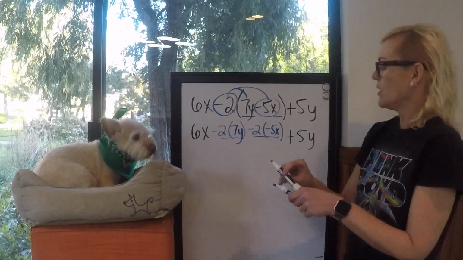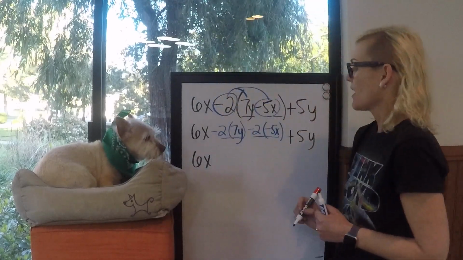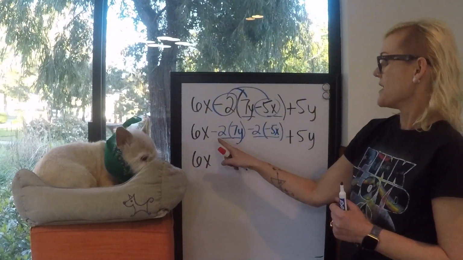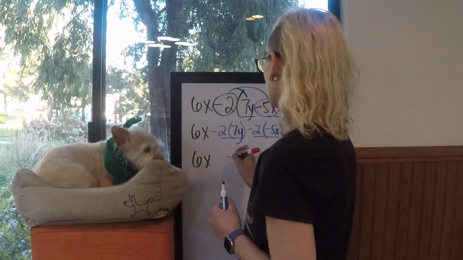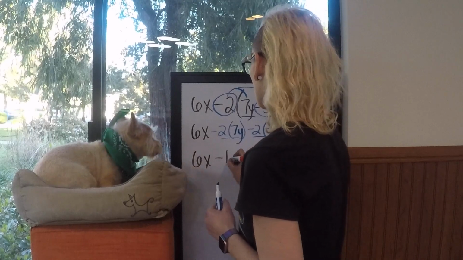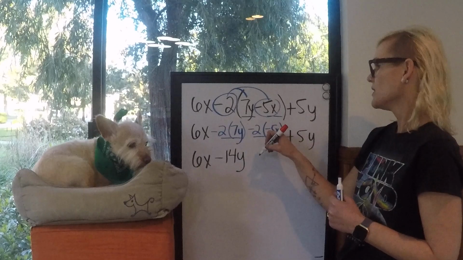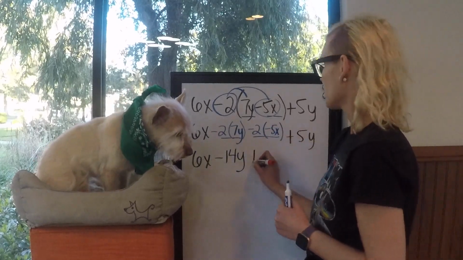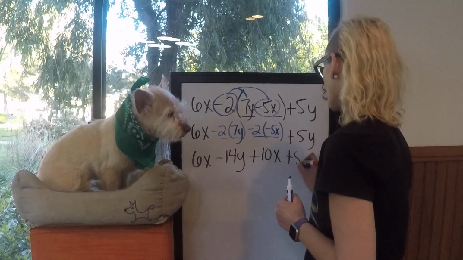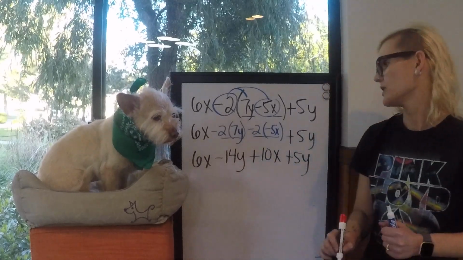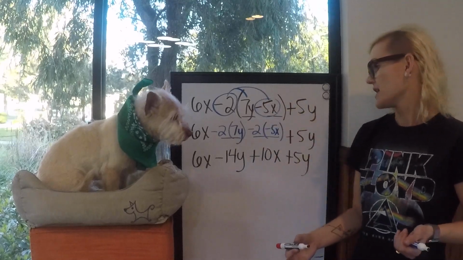Okay? So I'm going to bring down my 6x. I have a -2 times a positive 7, so that's going to give me a negative 14y. I have a -2 times a negative 5, that's going to give me a 10x. And I'm bringing down that 5y that we didn't use earlier. Alright, so we did the distribution. Now I have to combine like terms.